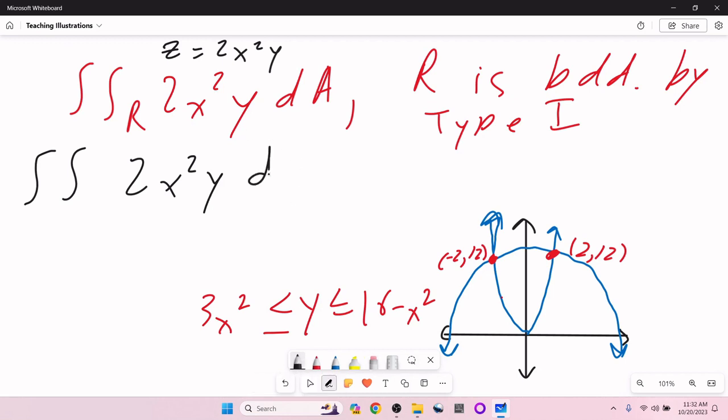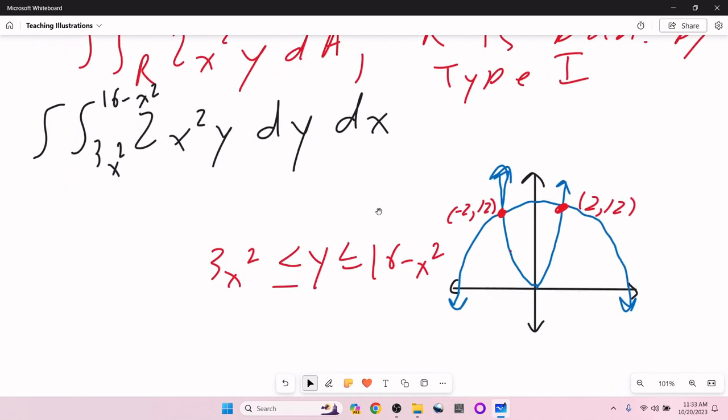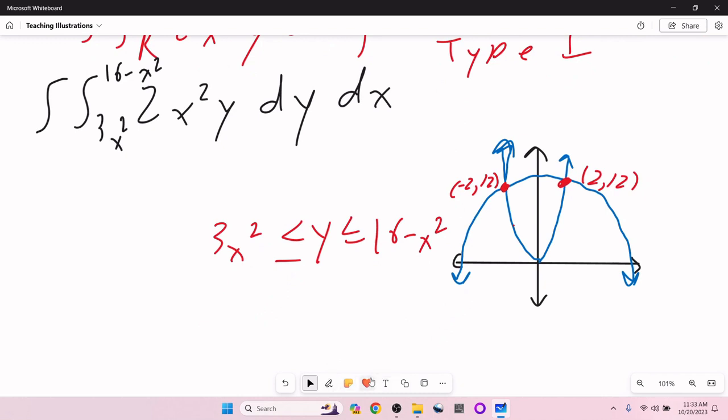So we'll do dy, where y goes from 3x squared on the bottom to 16 minus x squared on the top. And then we'll say dx. Now the idea here, and sometimes it's a little hard to visualize, is that when you do this first dy integral, it's going to smash the y variable down into nothing.